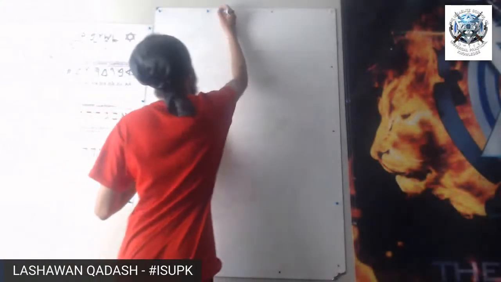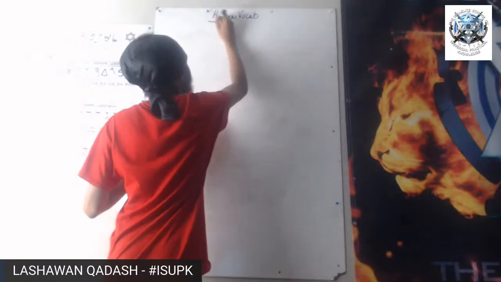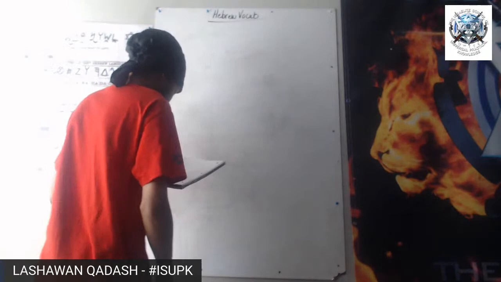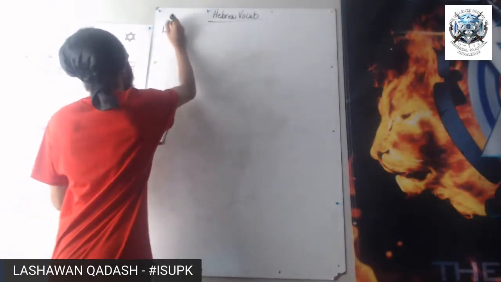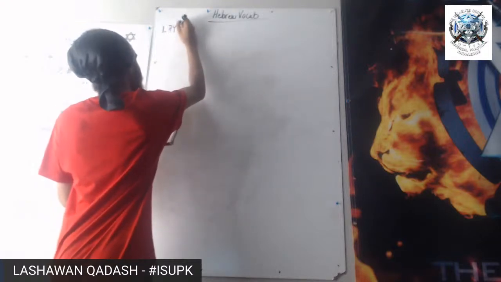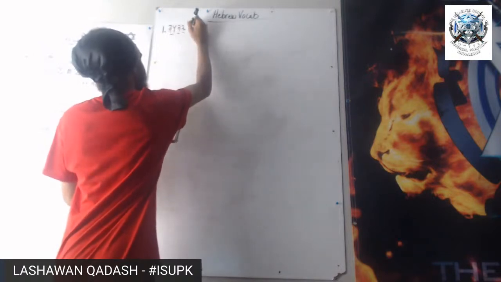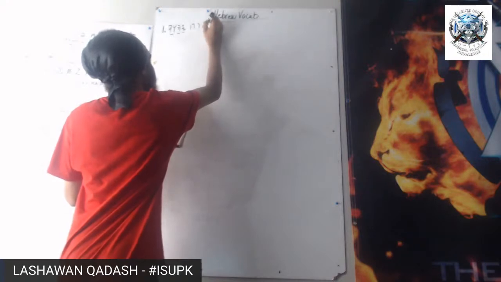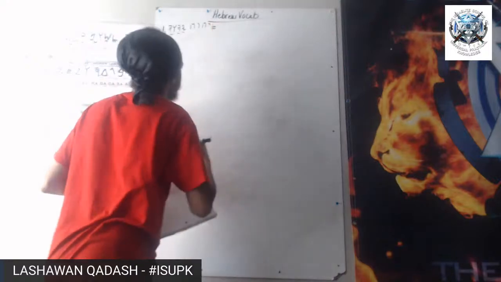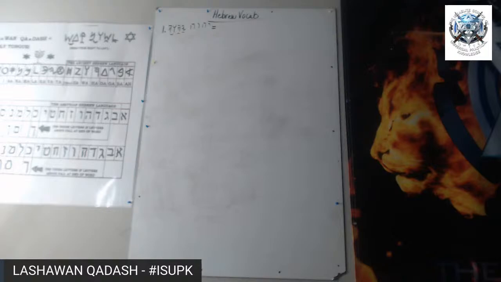So right here, this is going to be Hebrew vocab words. Vocab. All right, this one should be straightforward. Now, if you see a little space, it's for the Assyrian, or otherwise the Hebrew.